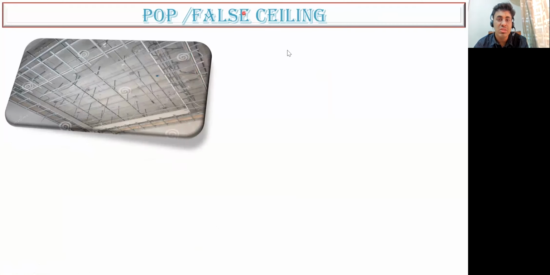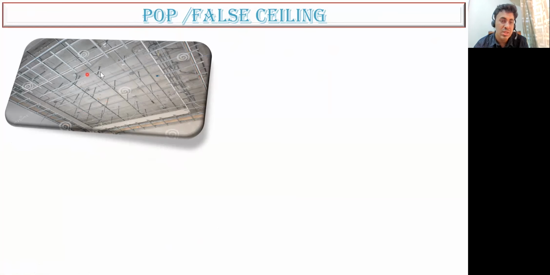Next, coming to the false ceiling. So these are the POP, that is plaster of Paris, or you can call them a false ceiling, because below the slab you are going to put another kind of ceiling. That is why it is called a false ceiling.